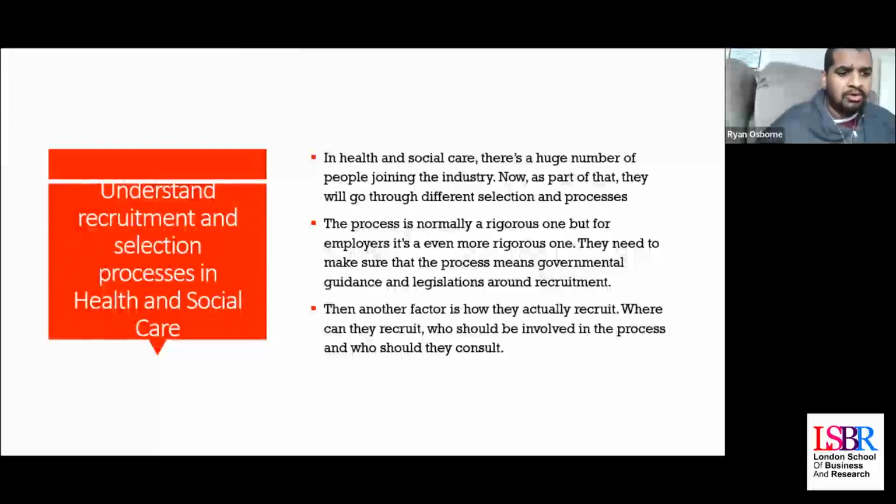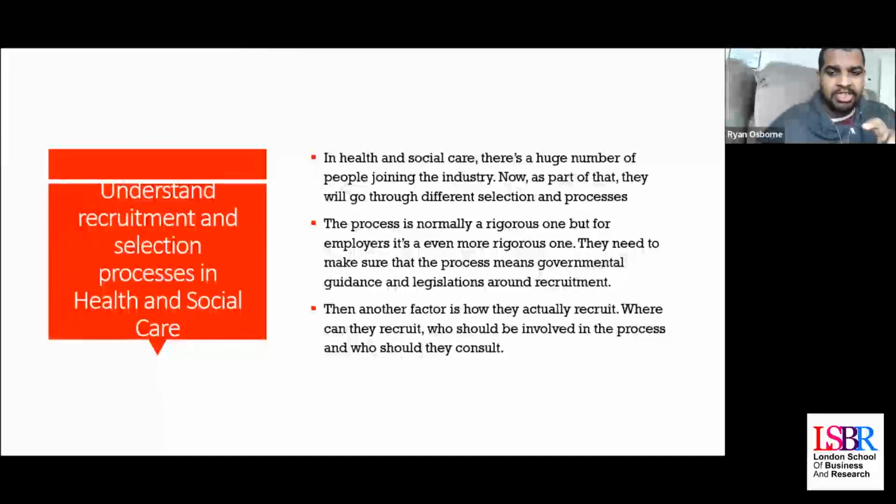You also have district nurses, community nurses. You also have other roles, so consultants, GPs, doctors, care workers. So there's a lot of roles and a lot of fields in the industry that we need to pay attention to. So the first thing we want to look at today is understanding the recruitment and the selection process within health and social care.